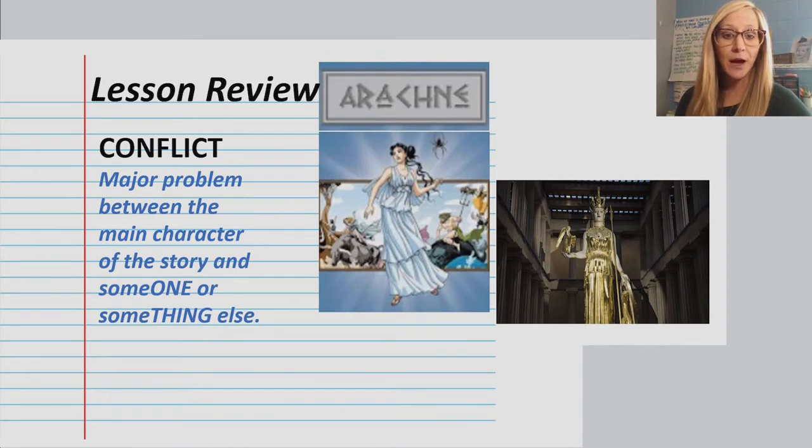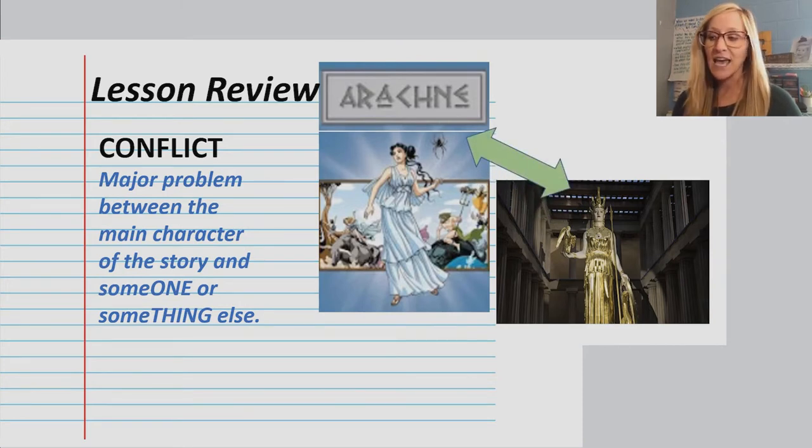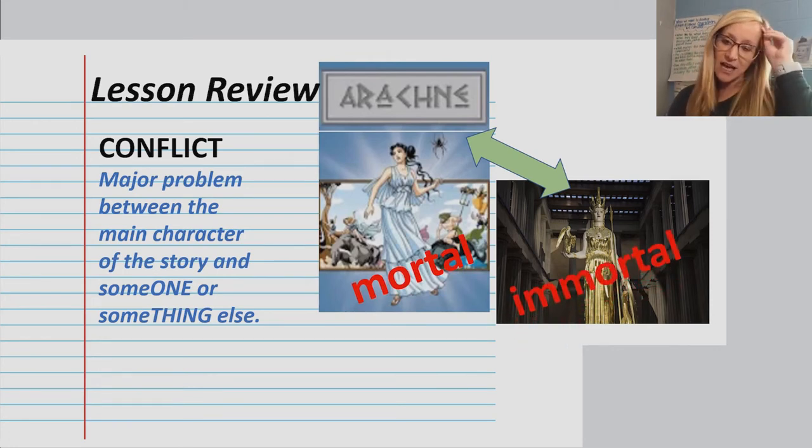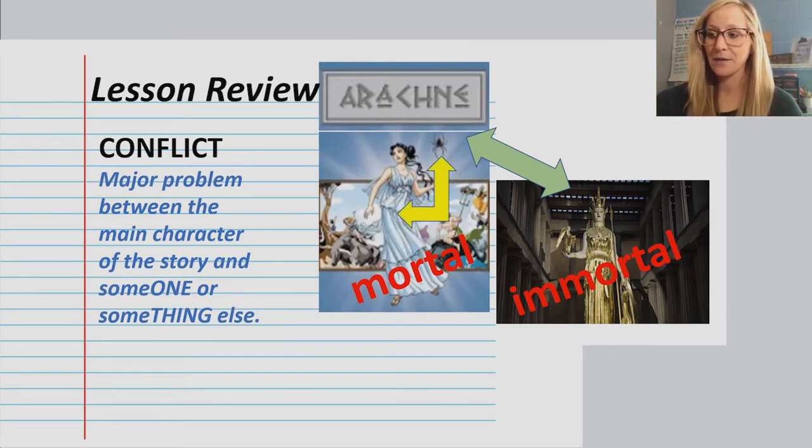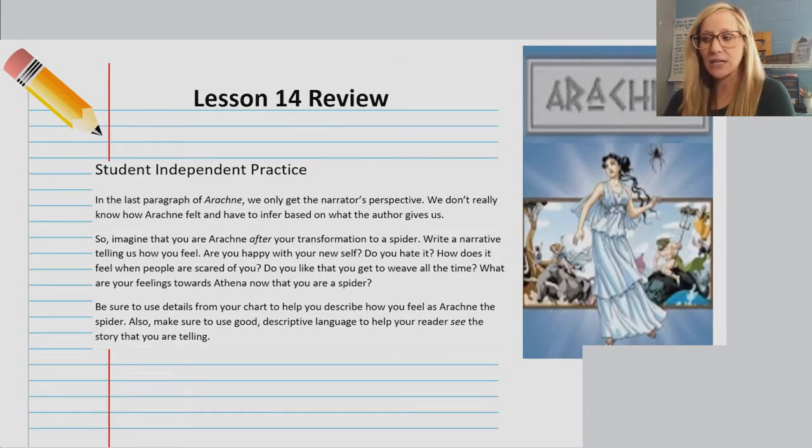Then during lesson 13, we focused on conflict. Again, it is the major problem between the main character of the story and someone or something else. Who is the conflict again between in our text? That's right, the conflict is between Arachne and Athena. Again, Arachne is a mortal, she is a human, and Athena is a goddess and immortal. In the end, and as a result of the conflict, Athena turns Arachne into a spider. Then, in our last lesson, 14, we dove into how the author uses descriptions to help us understand the characters before and after Arachne's transformation into a spider.